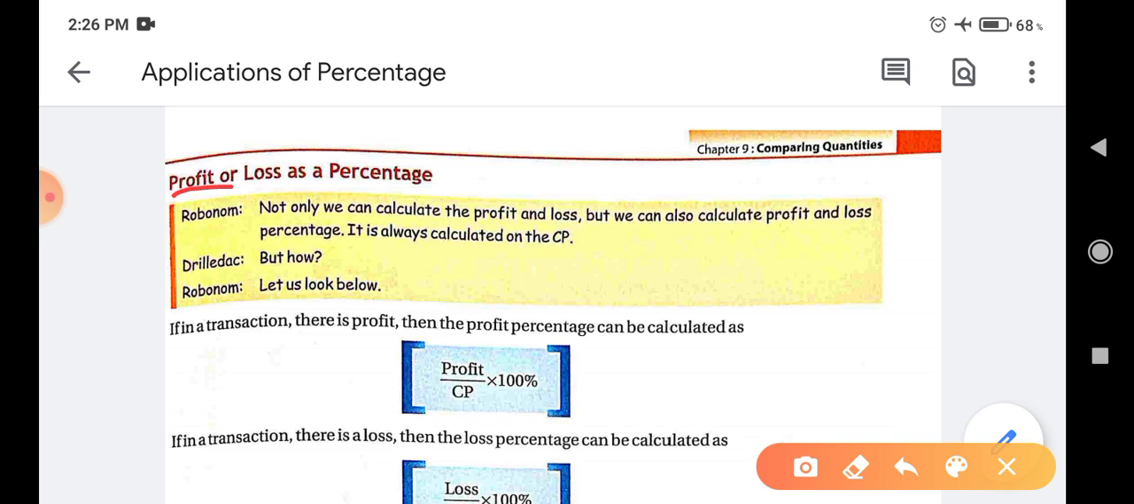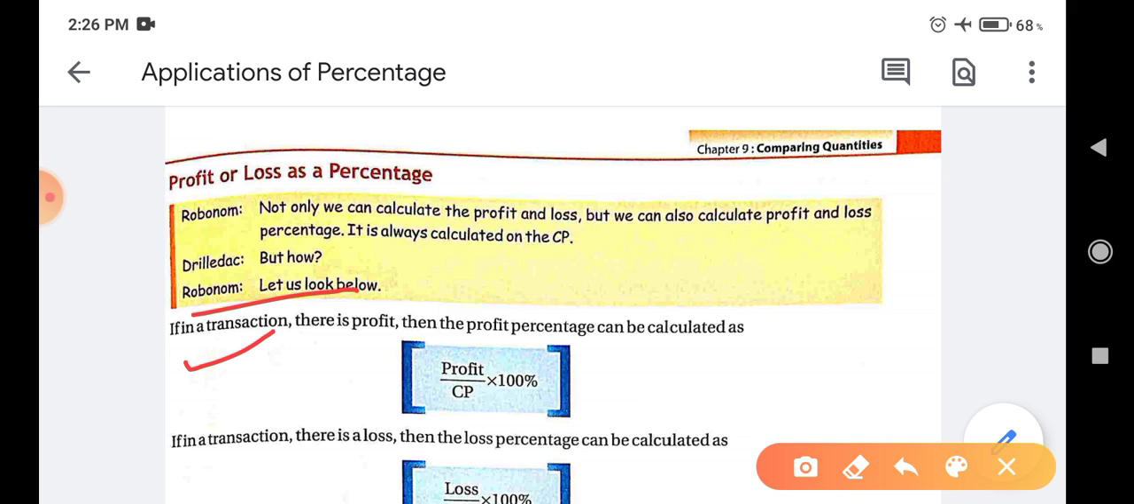Here is a conversation between Robonum and Driledek. Robonum is saying not only can we calculate the profit and loss, but we can also calculate the profit and loss percentage. It is always calculated on the CP, because we find what the profit or loss is on CP. Then Driledek says, but how? Then Robonum says, let us look below.